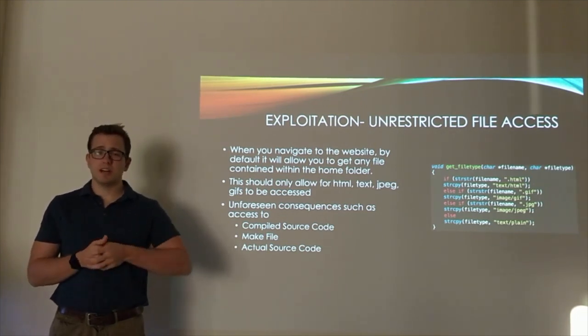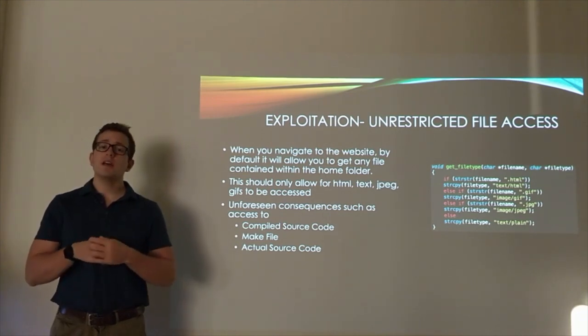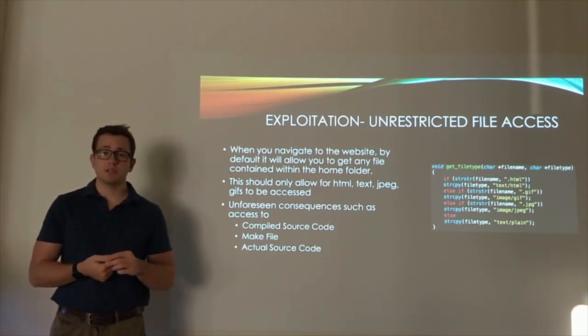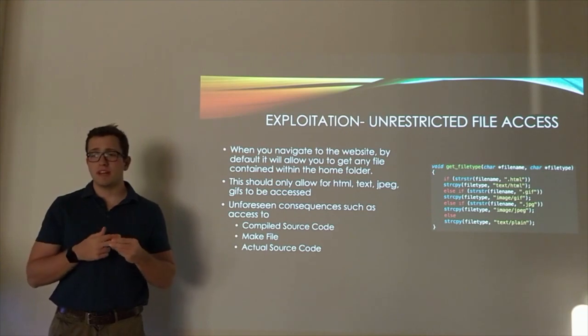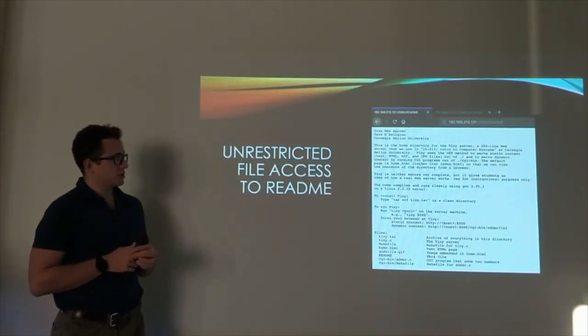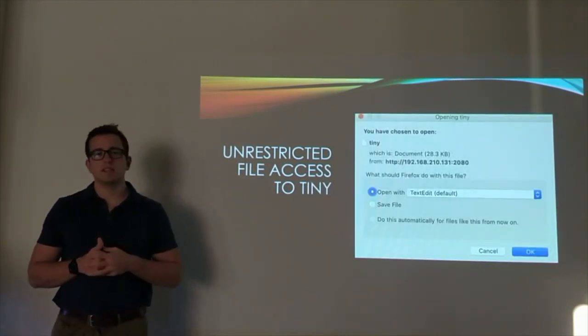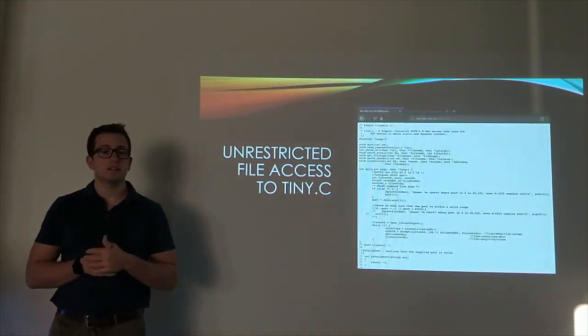So this leads to unforeseen consequences and leaves the program vulnerable to attack. An attacker can get the compiled source code, the makefile, or even the actual source code itself. Here we can see an example of this where the user is able to access the README file. Here we can see the user accessing the compiled source code. And here we can see the source code itself being accessed from the website.